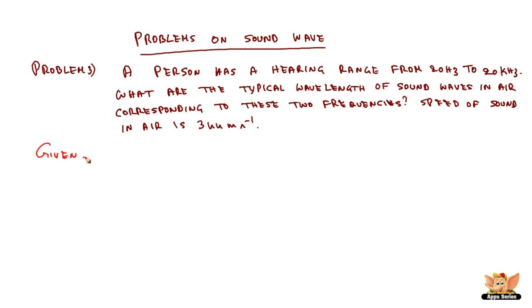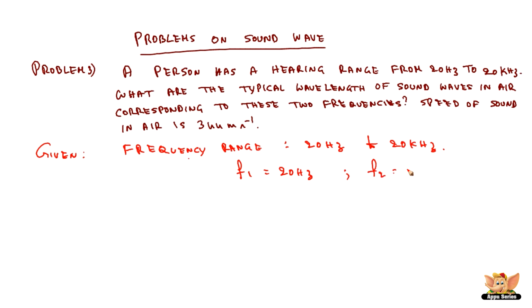So what are the given things? The frequency range is 20 Hz to 20 kHz. So we will consider F1 as 20 Hz and F2 as 20 kHz, which is nothing but 20,000 Hz. Now we need to find the wavelengths lambda 1 and lambda 2. Now we know the speed. What is the speed of sound in air? V is common, which is 344 meters second minus 1.